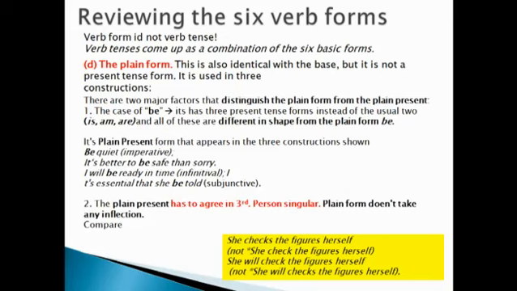And the plain form, identical with the base of the lexeme, as I said, but it's not a present tense form. It's used in 3 constructions. There are 2 major factors that distinguish the plain form from the plain present. The case of be, which has 3 present tense forms instead of the usual 2, is, am, and are, and all of these are different in shape from the plain form of be.